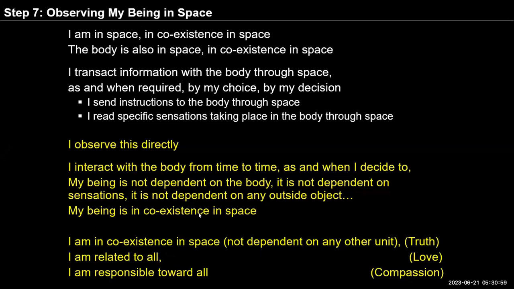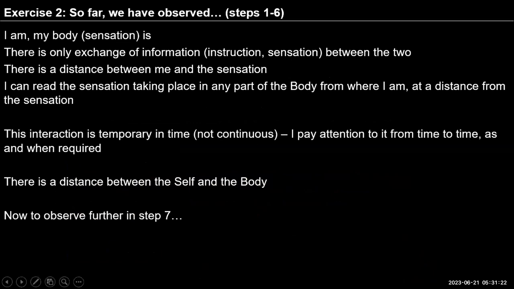So to do the brief recap, in exercise 2 we said that I am there and the body is there, and I can see that I am there because I can see my imagination, the activities that are going on within me. So I know that I am there, I exist. The body is also there, I can see that. How can I see that? Because I can read the sensation from the body. So I know that the body is also there.